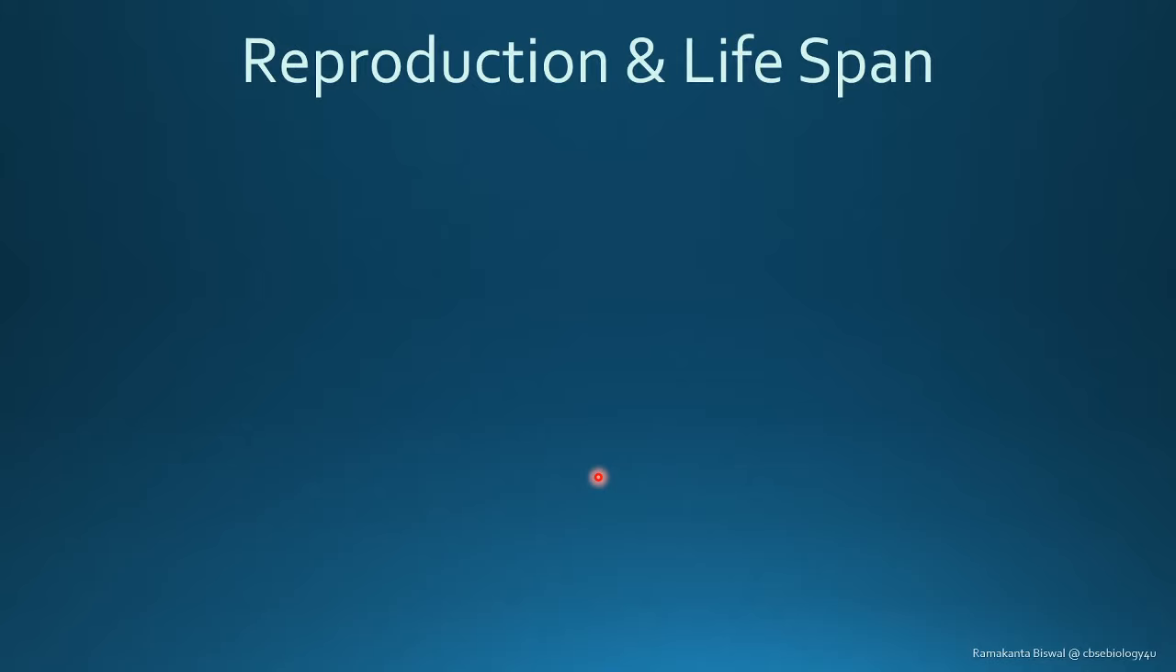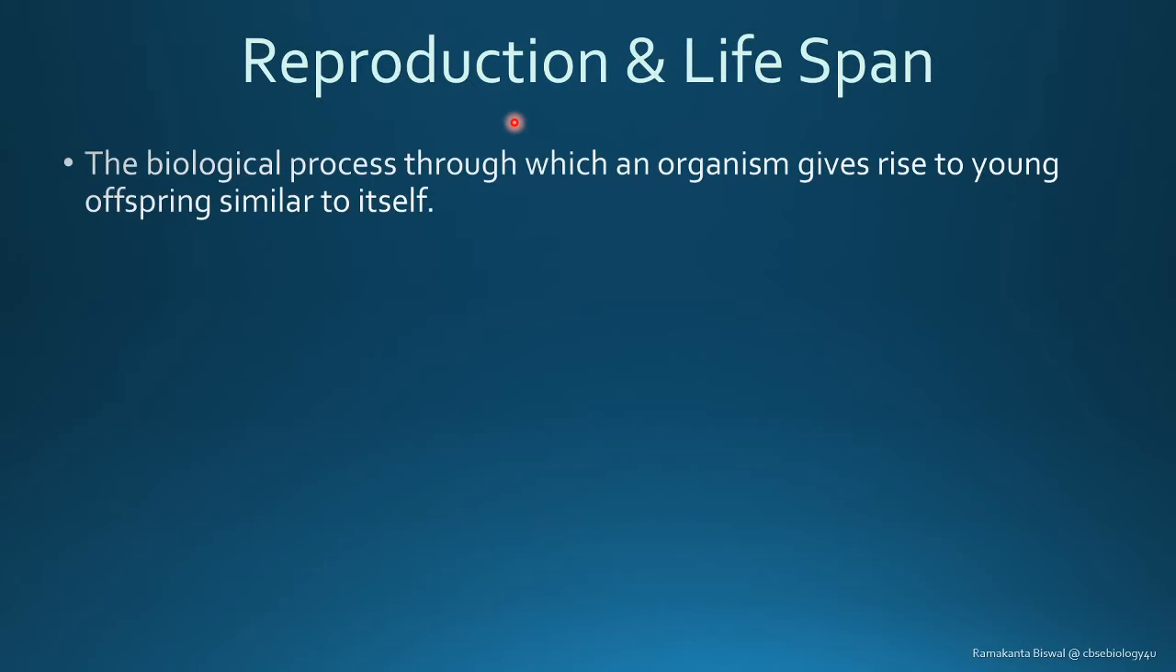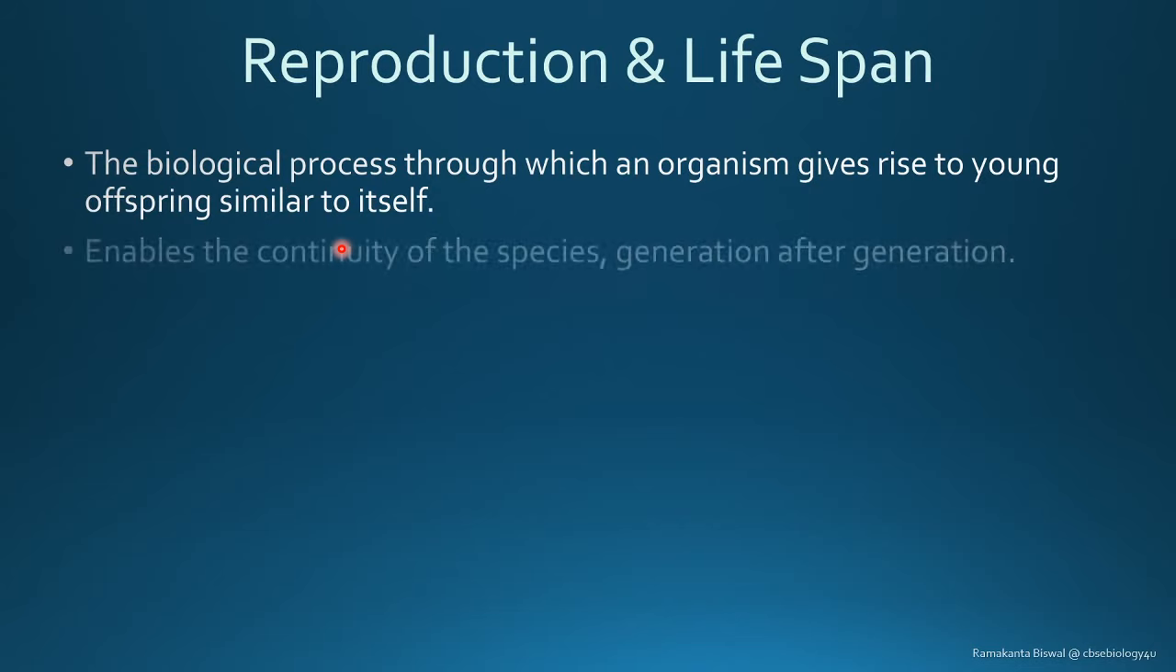These are the two terms that we have to be very clear about. To start with, reproduction is the biological process through which an organism gives rise to young offsprings similar to itself. So by this process of reproduction, a parent organism gives rise to a daughter organism or daughter cell, which is more or less like the parent organism. Similarly, it enables the continuity of the species generation after generation, because this reproduction process is the only thing that is actually connecting one generation to the next generation.